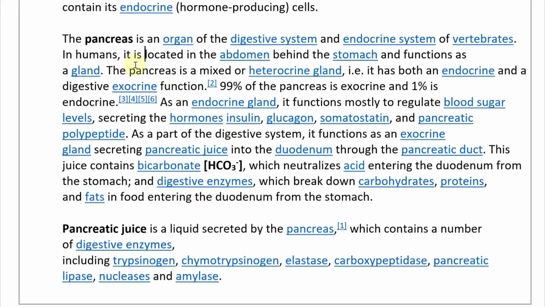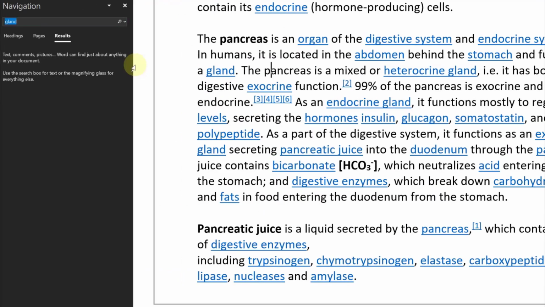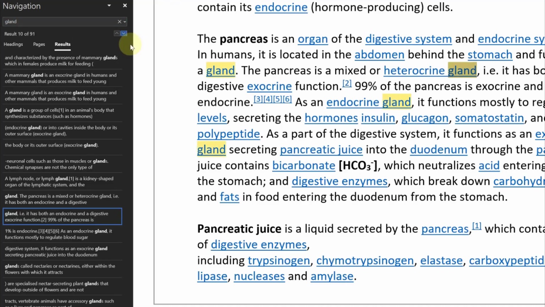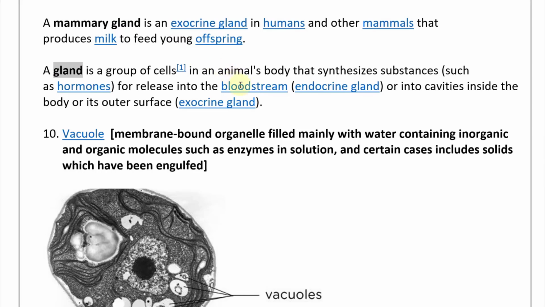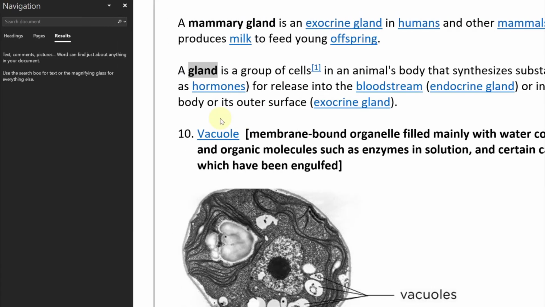And now let's just get a refresher, actually, mainly for me. Let's look at a gland from my earlier part here. A gland is a group of cells in an animal's body that synthesizes substances such as hormones for release in the bloodstream, that's an endocrine gland, or into cavities inside the body or its outer surface, basically releasing it elsewhere. If you're going back to the bloodstream, that's endocrine. Releasing outwards, that's exocrine. So that's fascinating stuff.